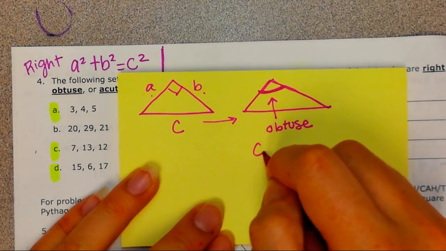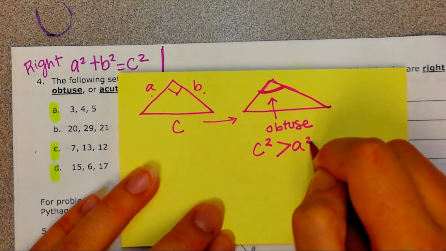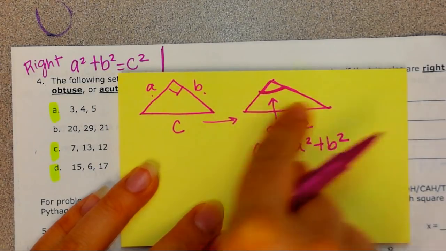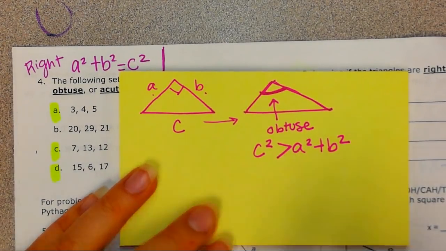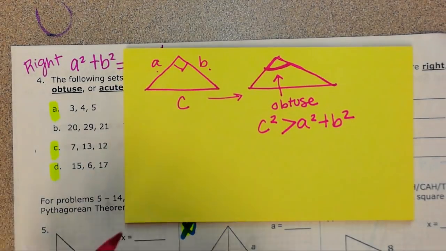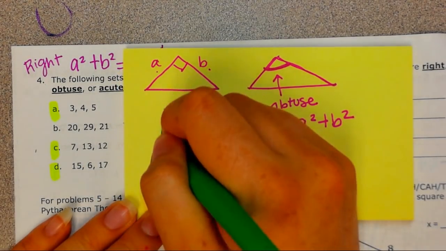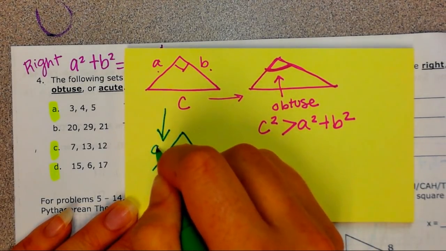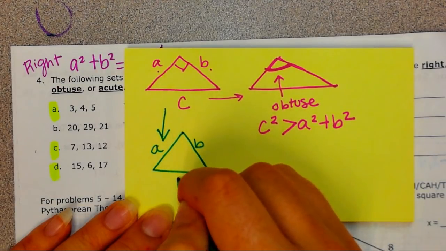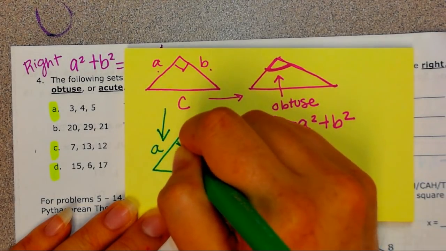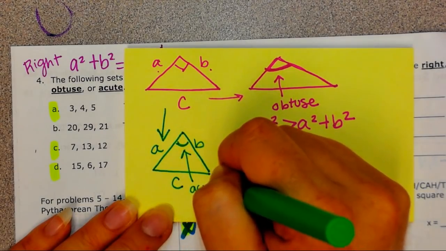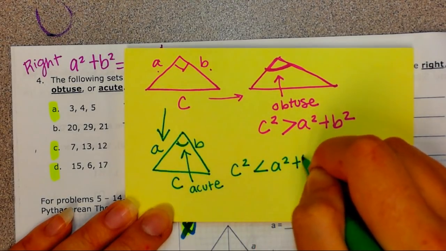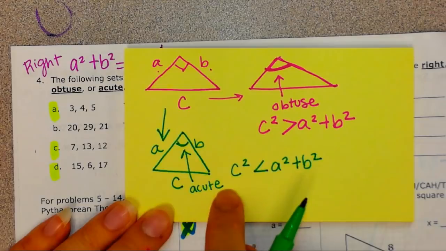So what this means is that when c squared is greater than a squared plus b squared, it creates an obtuse triangle. Now on the other hand, if you were to do the opposite and squish, so we have A, B, and now I'm going to squish C and make it smaller, this becomes an acute angle. So whenever c squared is less than a squared plus b squared, that creates an acute triangle.